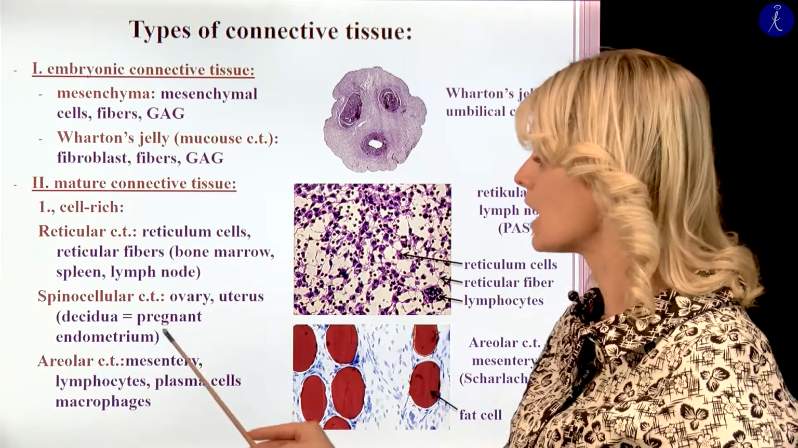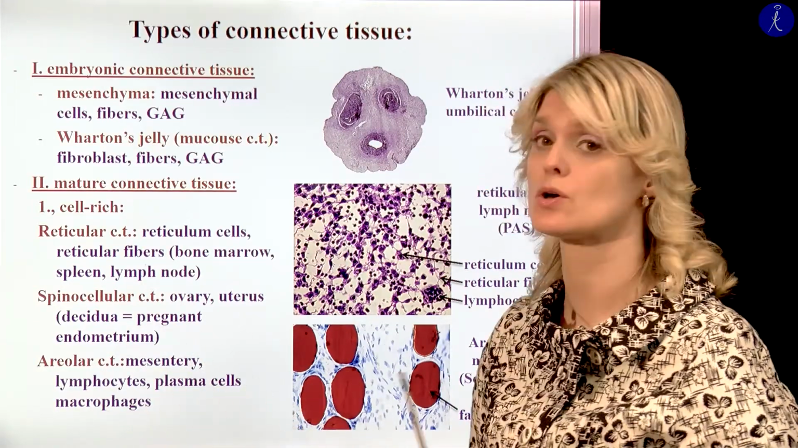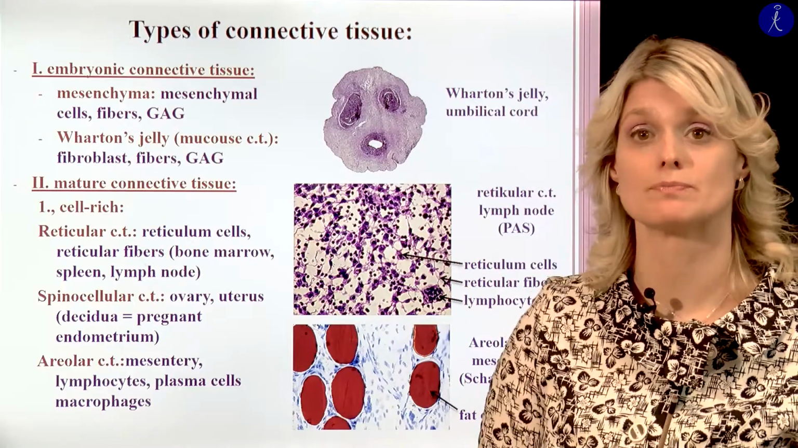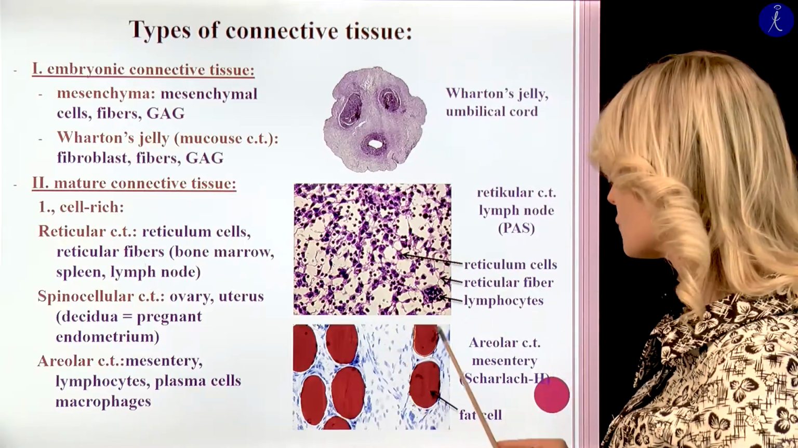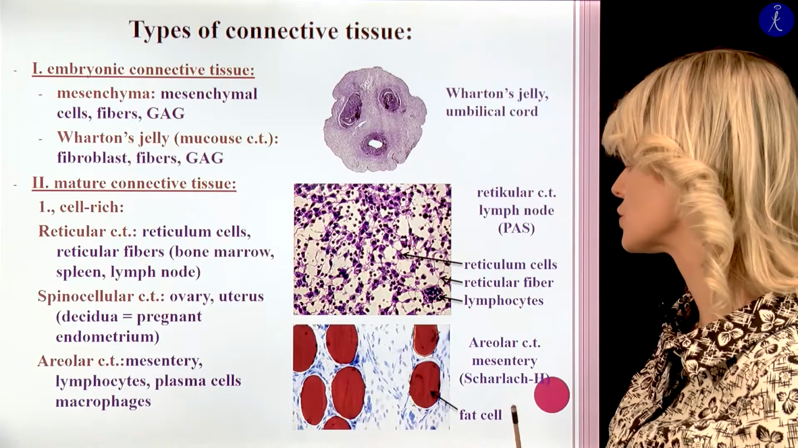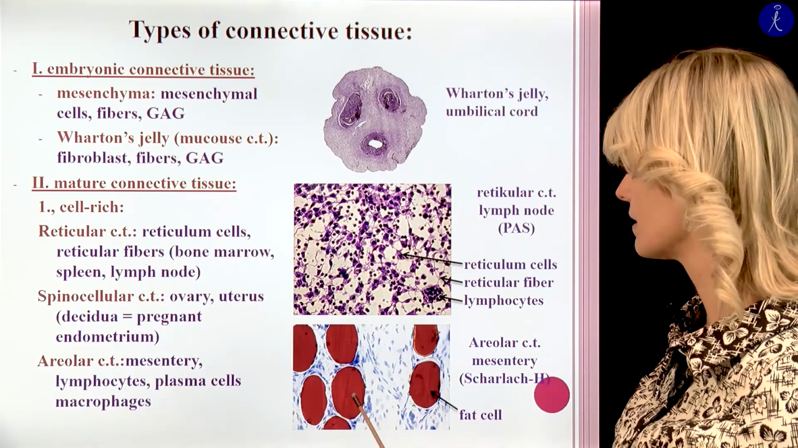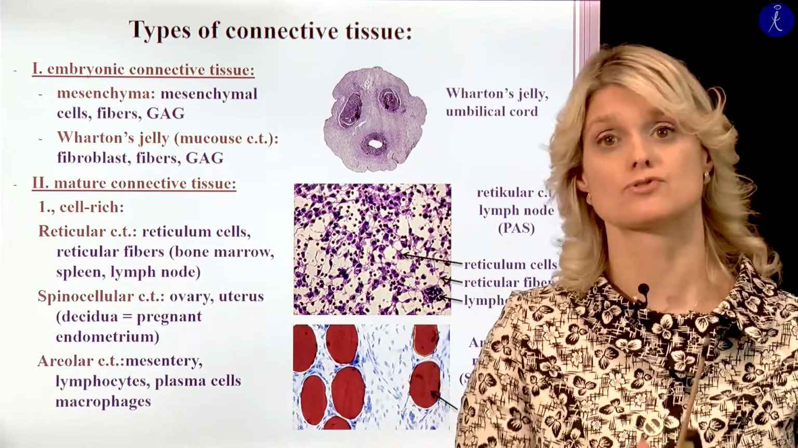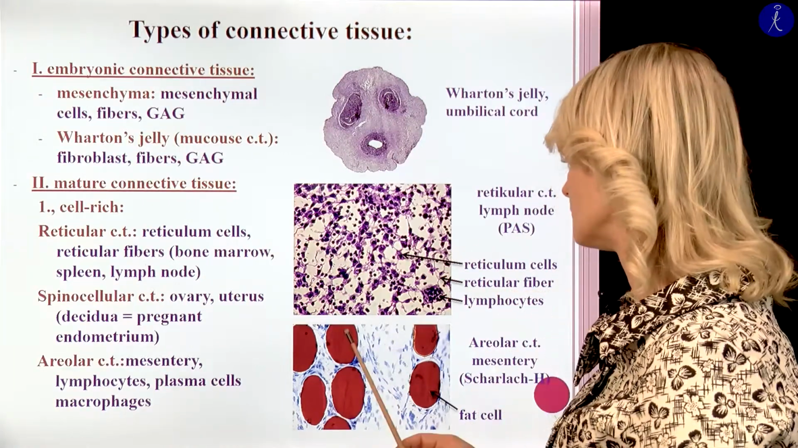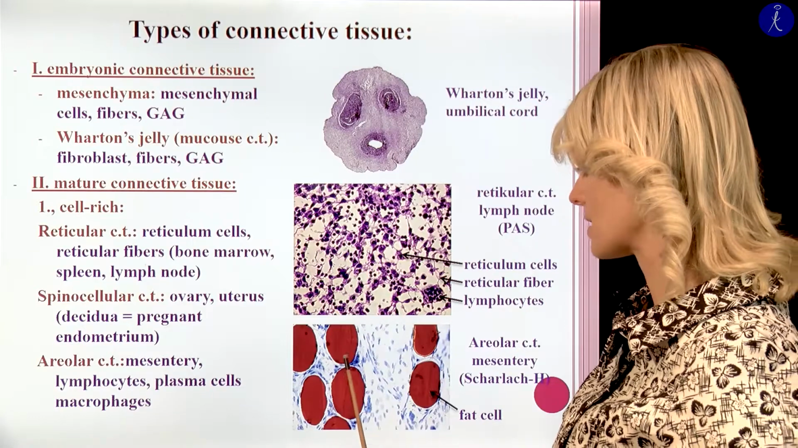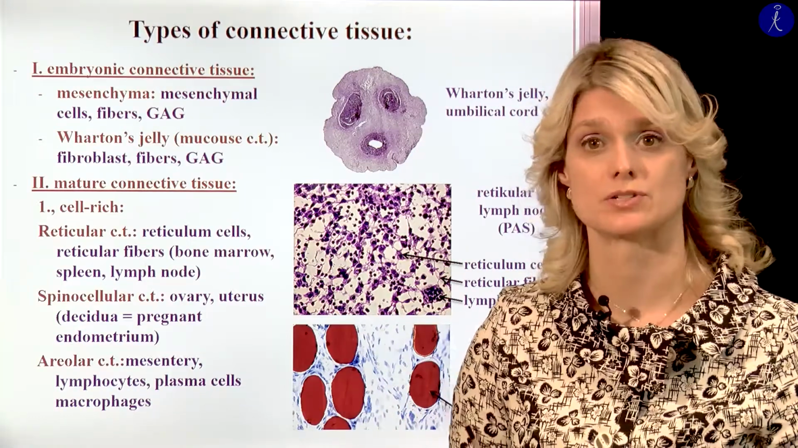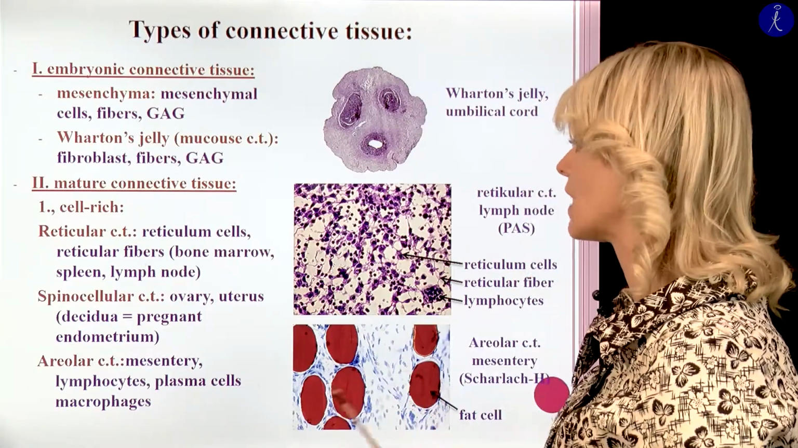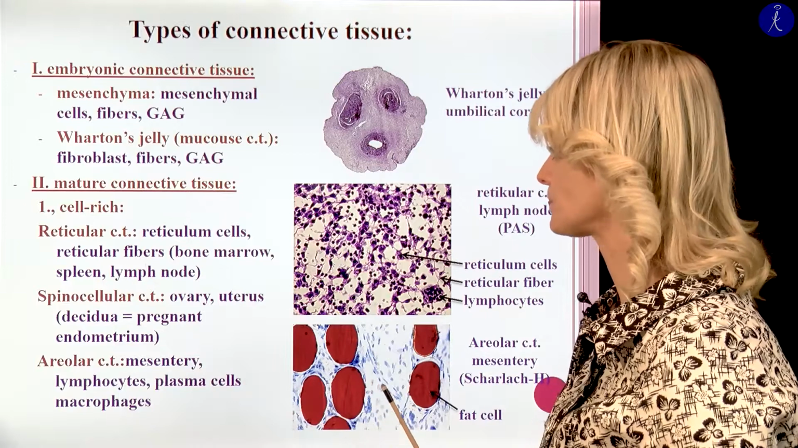And the areolar connective tissue is located between the two layers of the mesentery, where we have a lot of fat cells, connective tissue cells. This is a very special fat staining, where you can see big round-shaped red cells. These are the fat cells between the two layers of the mesentery in the areolar connective tissue.